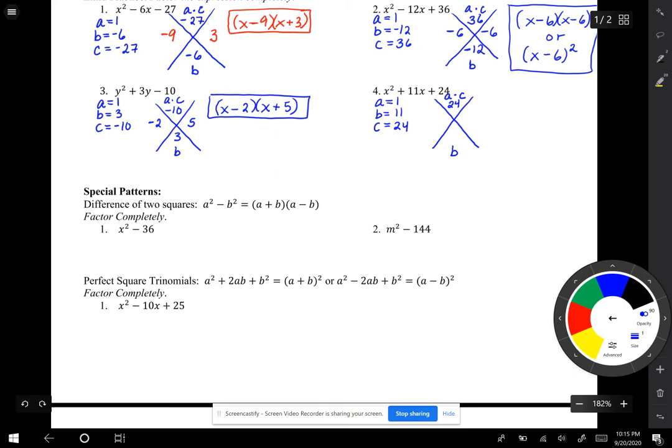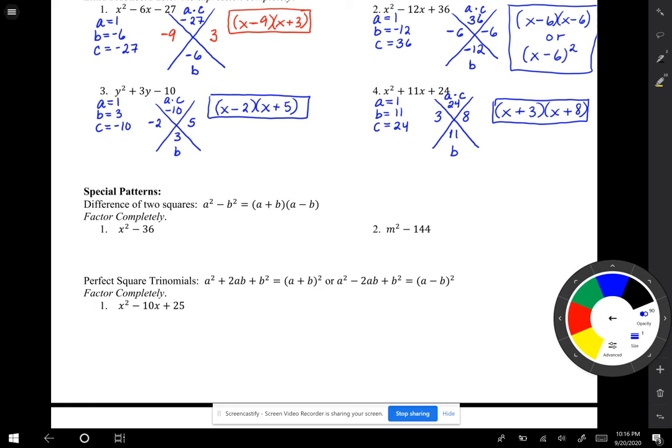And B is 11. So when I think of 24, you hardly ever pick 1 and 24, but it does sometimes work. But 1 and 24 never add to give you 11. 2 and 12, 3 and 8. 3 times 8 is 24, 3 plus 8 is 11. Your factors are x plus 3 times x plus 8. You have to put them in parentheses and you have to put them next to each other. Some people put x plus 3 and then they put a plus sign or separate the parentheses. This is how you write your answer. So watch what I do and you want to follow by example.